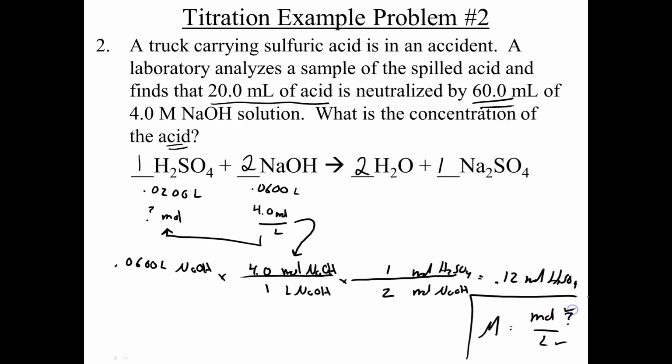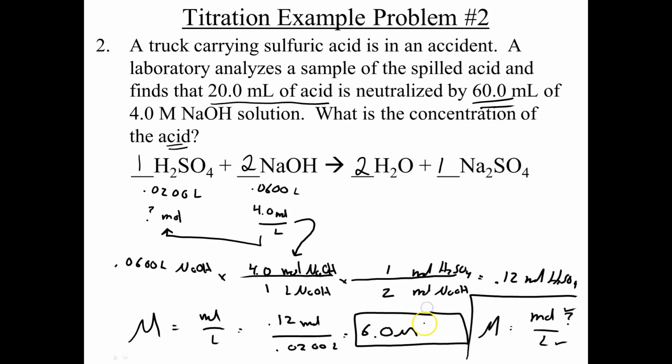We have our moles then of acid. We have our liters. Let's go ahead and solve for molarity. Moles per liter. So we have 0.12 over 0.0200 liters. And that gives us some nasty stuff here. That is 6.0 molar acid.